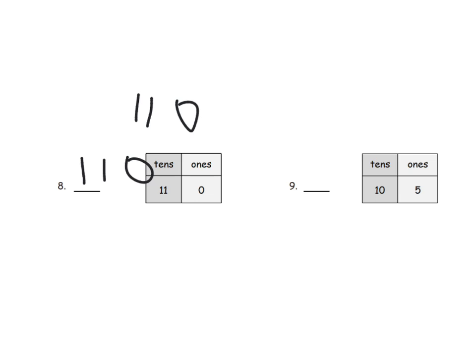And then for number 9, we see that we have 10 ones. That means 100. And 10 10s. That means 100. And 5 ones, which is 5. That means the value is 105.